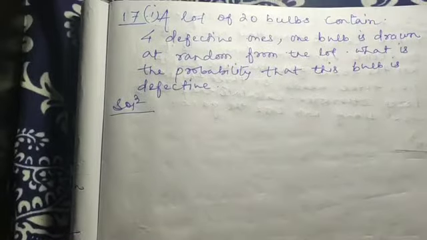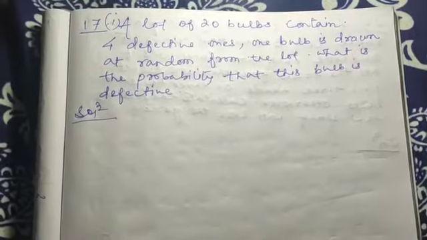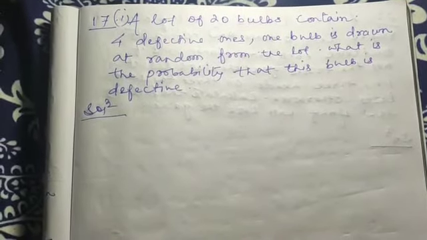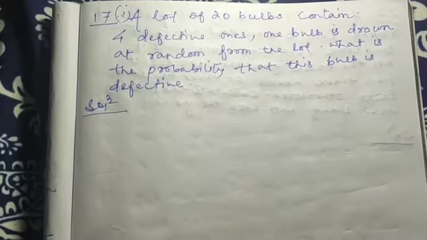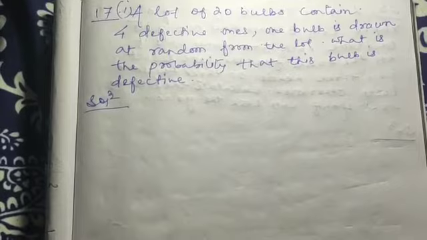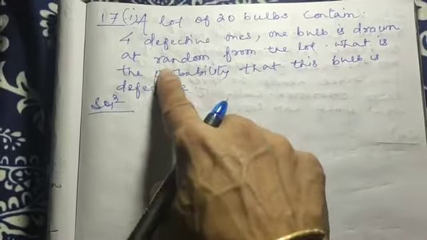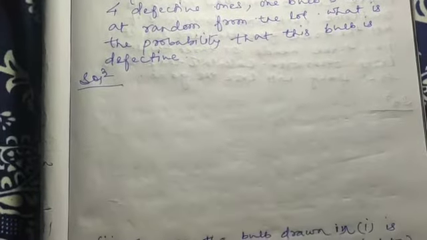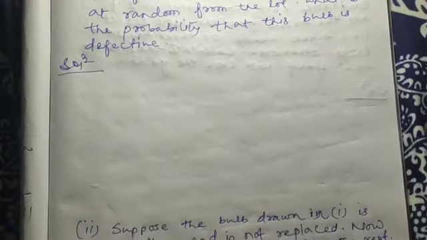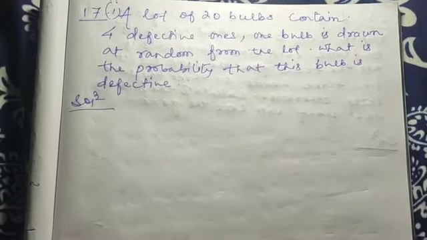Here you see, students, question number 17. Number 1, a lot of 20 bulbs contains 4 defective ones. We don't know which one is the defective one among those 20 bulbs. One bulb is drawn at random from the lot. What is the probability that this bulb is defective? So from that lot, one bulb has been taken out, and that should be a defective one.